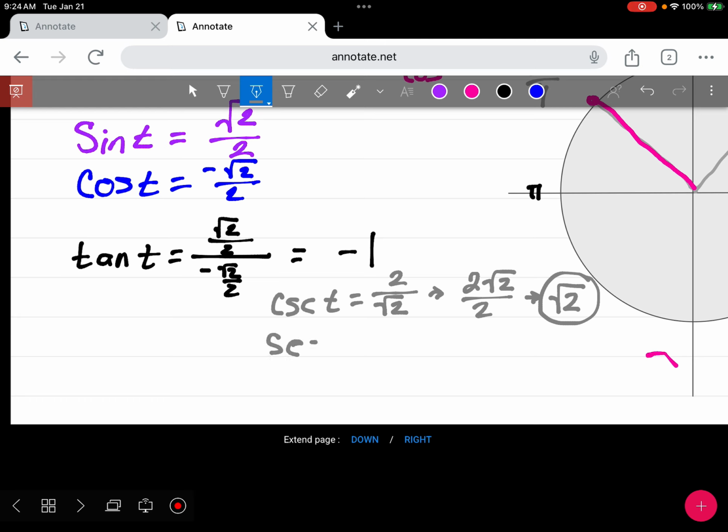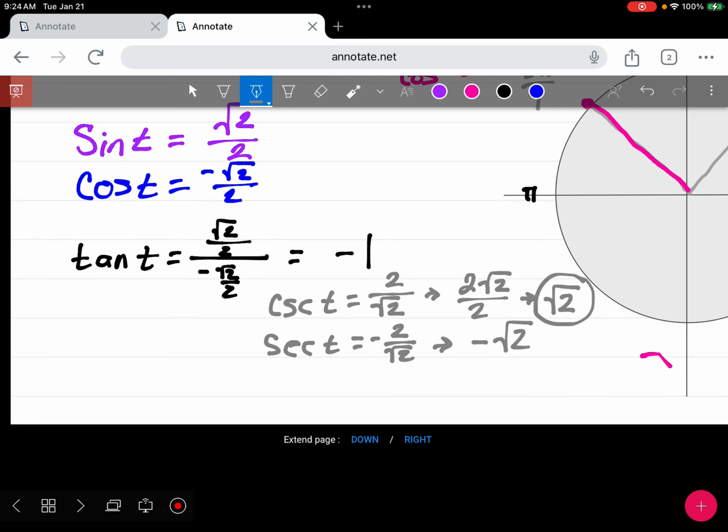So secant, by a very similar process, we would go from negative 2 over square root of 2 all the way down to negative square root of 2 when we get that all the way rationalized. And then our cotangent of t is going to be the reciprocal of negative 1, which is negative 1.